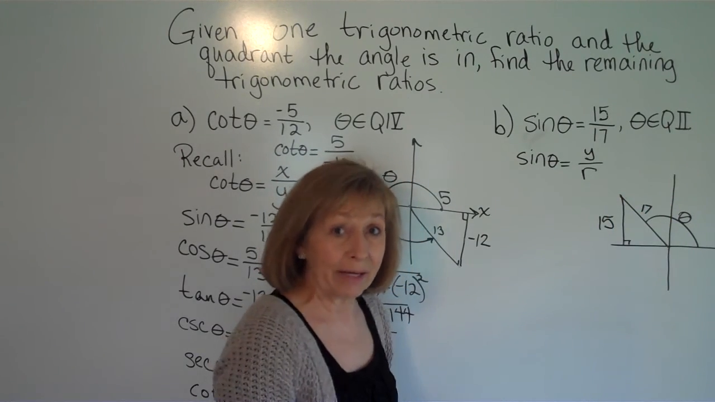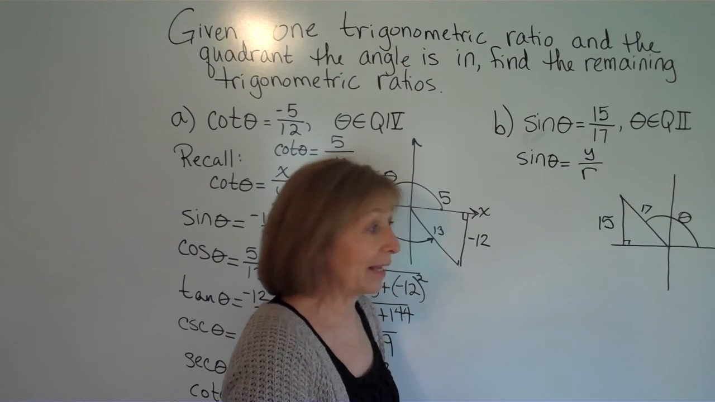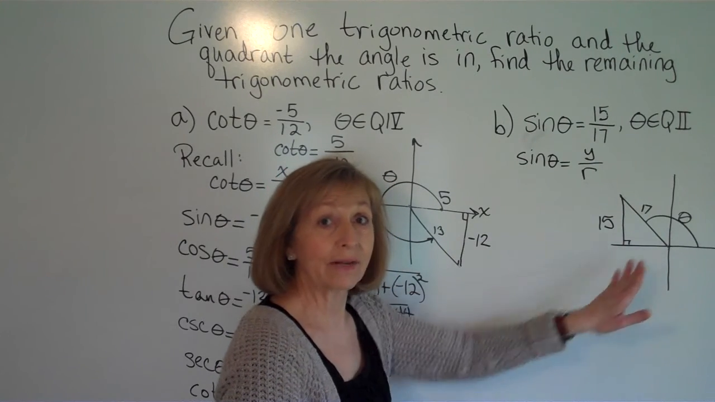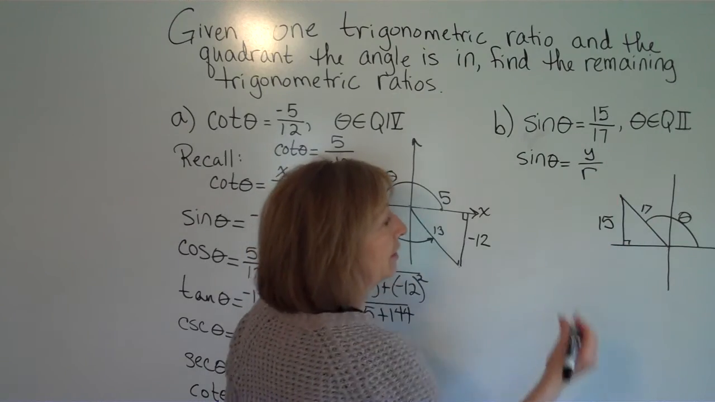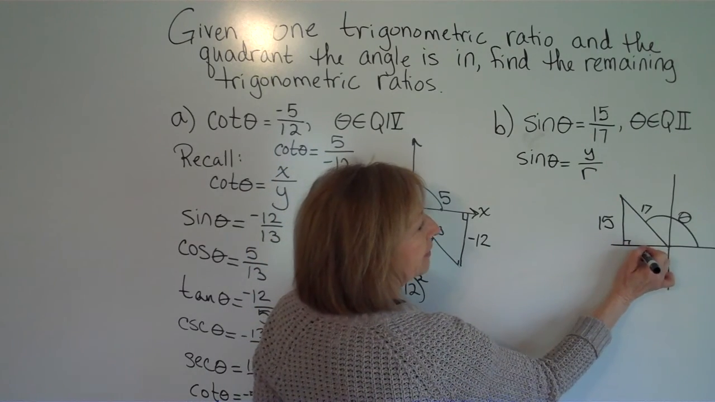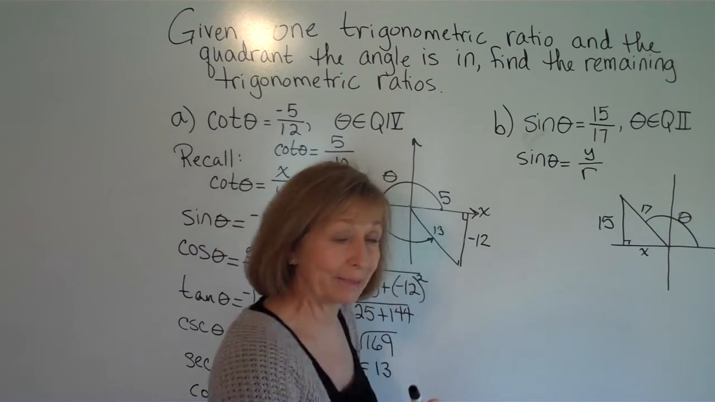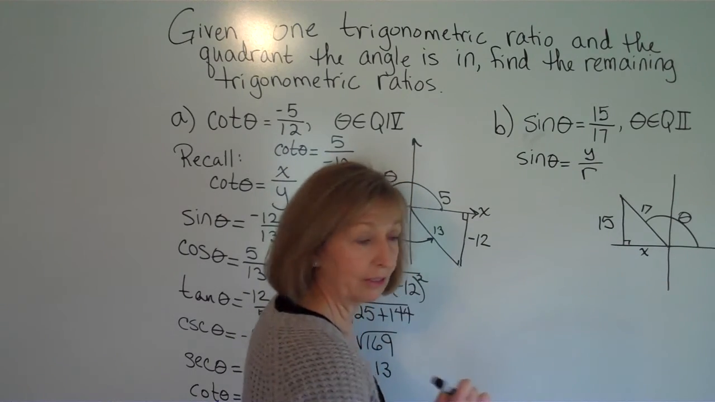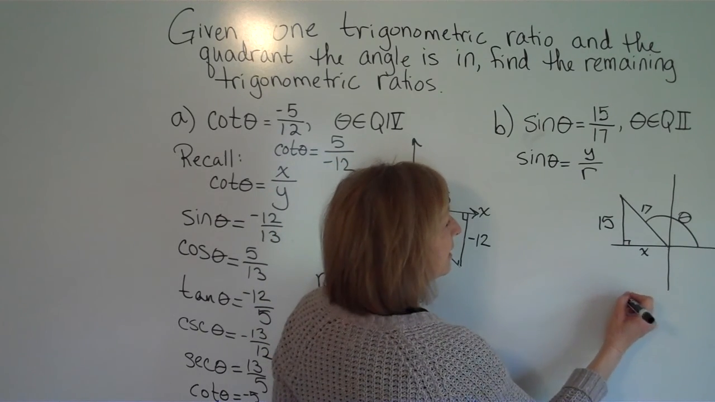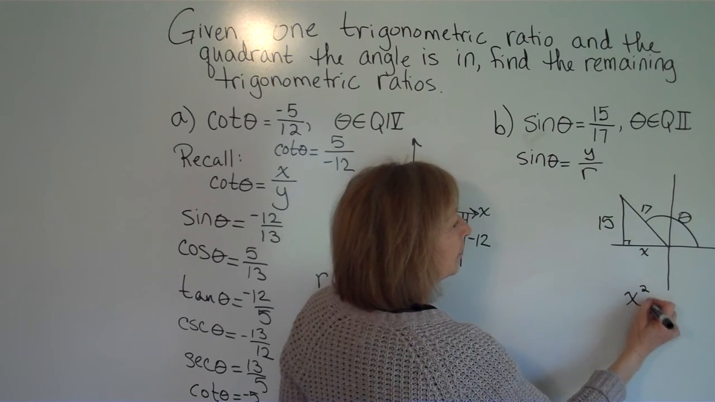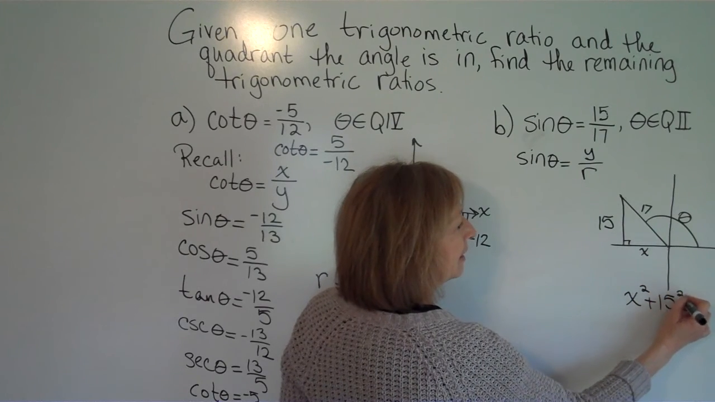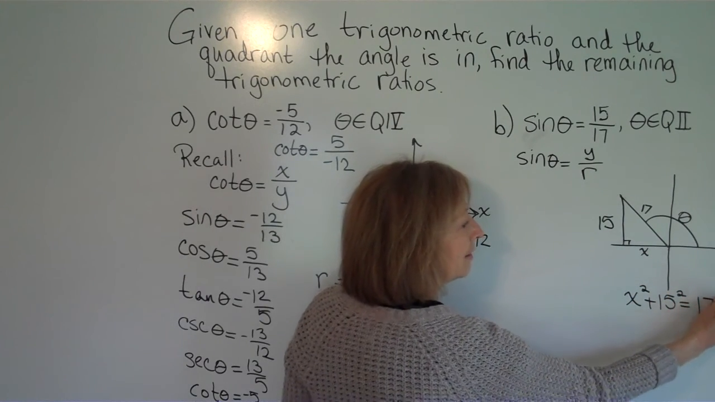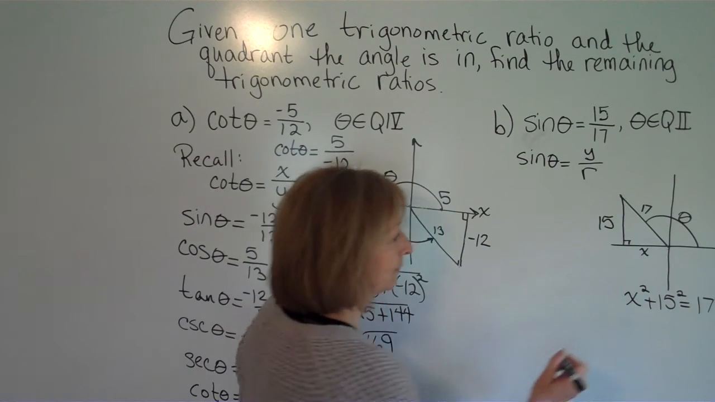But I need to think about it too, because when I get my x-coordinate, I have to put the right sign on it so that I get into the second quadrant for the angle. So now, this is your x. It's a leg that's missing this time from your right triangle. So we have that x squared plus 15 squared is equal to 17 squared from the Pythagorean theorem.